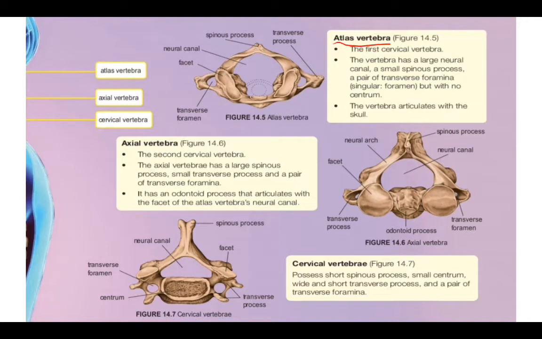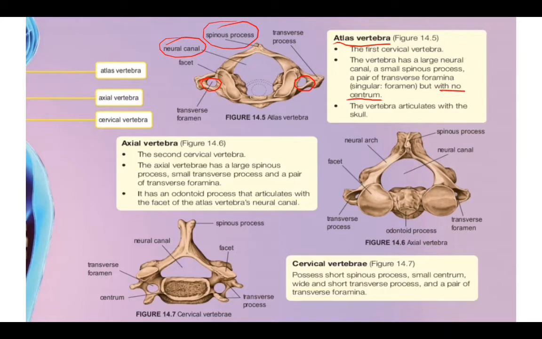The vertebra has a large neural canal. Okay, this one, neural canal. A small spinous process. A pair of transverse foramina, sepasang. But no centrum. Okay, ingat atlas ini no centrum.